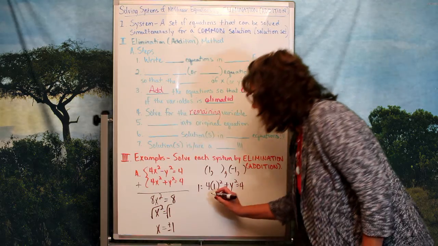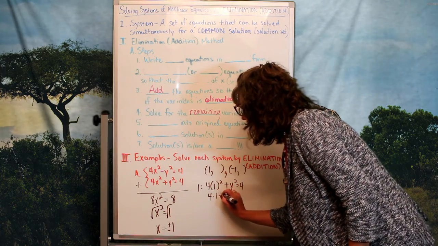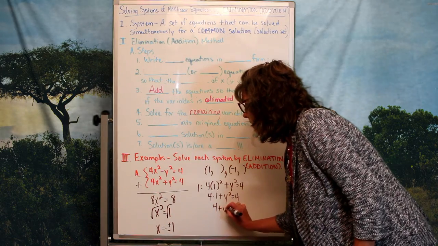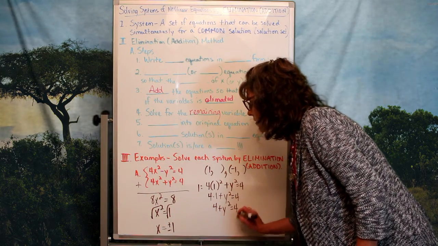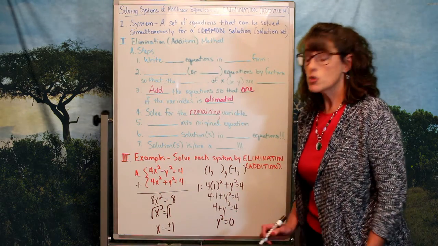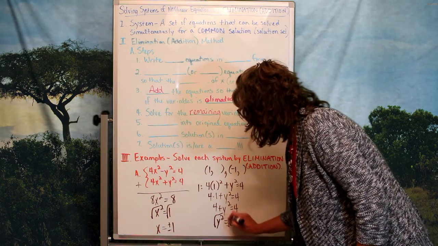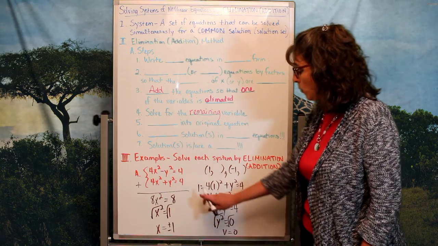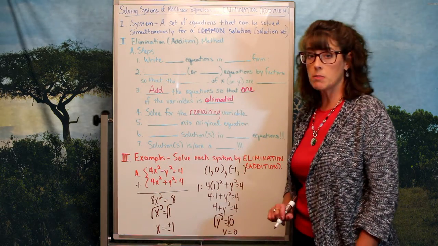1 squared is 1, and 4 times 1 is 4, so that I have 4 plus y squared equals 4. I'll subtract that 4 from both sides, and I'll get y squared equals 0. So now when I take the square root, the square root of 0 is just 0. So that means that when x is 1, y is going to be 0.